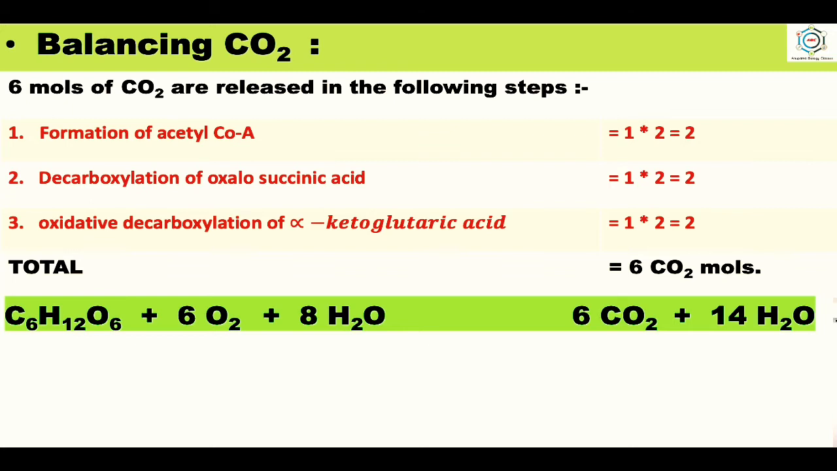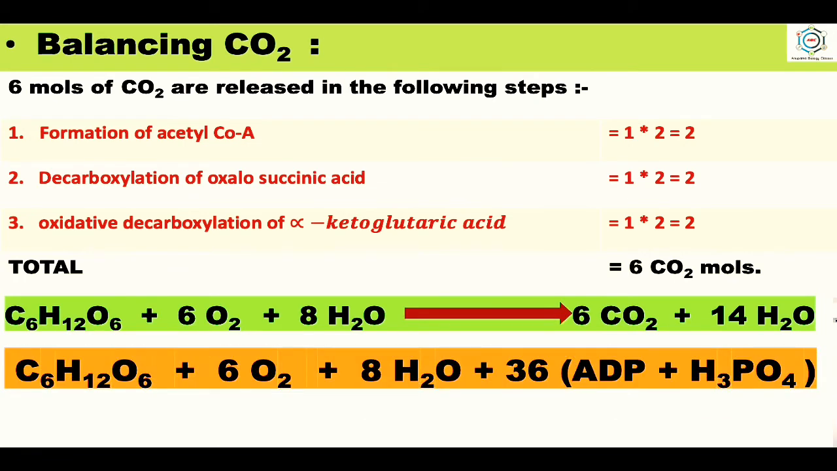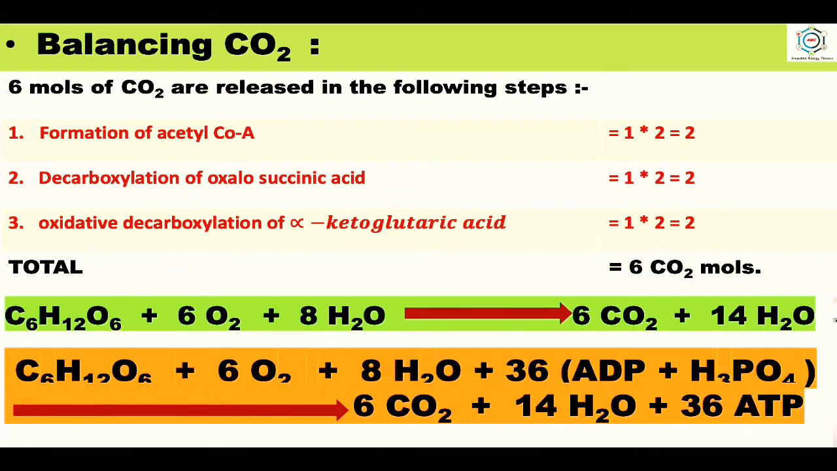However, even this equation is not completely satisfactory as it does not clearly indicate phosphate transfers. We now clearly know that energy released in respiration is not in the form of free energy, but a total of 36 ATP molecules are formed for the breakdown of each glucose. Therefore, the overall equation may be written as here: C6H12O6 plus 6O2 plus 8H2O plus 36 ADP plus H3PO4 forms 6CO2 plus 14H2O plus 36 ATP.